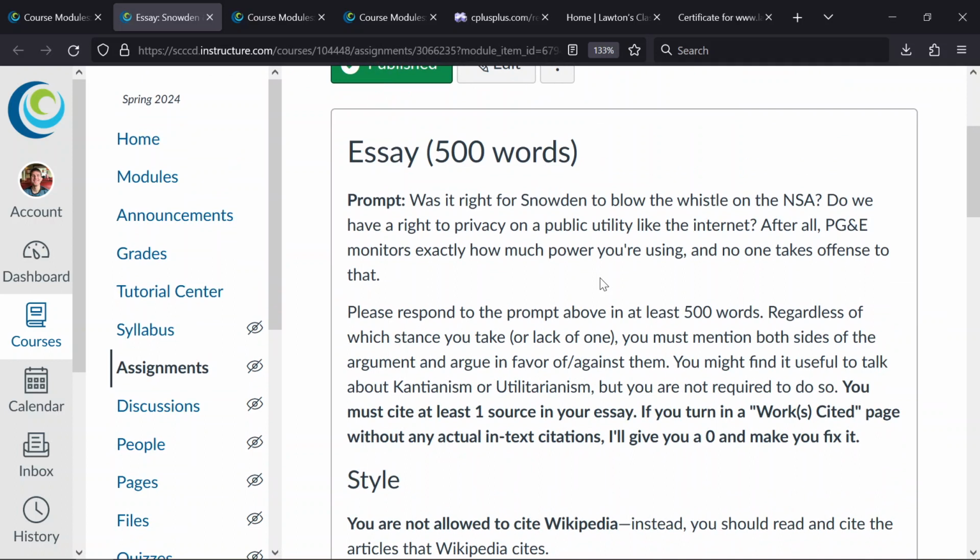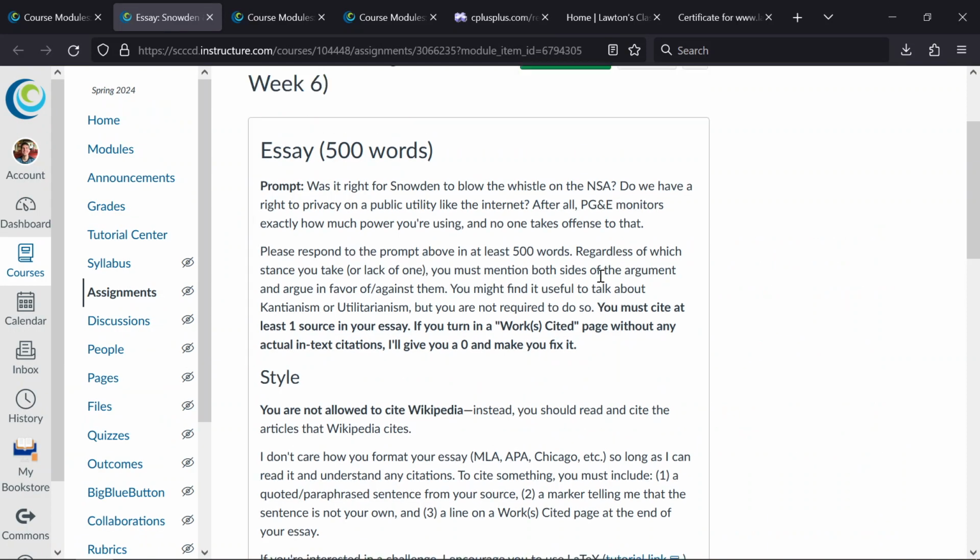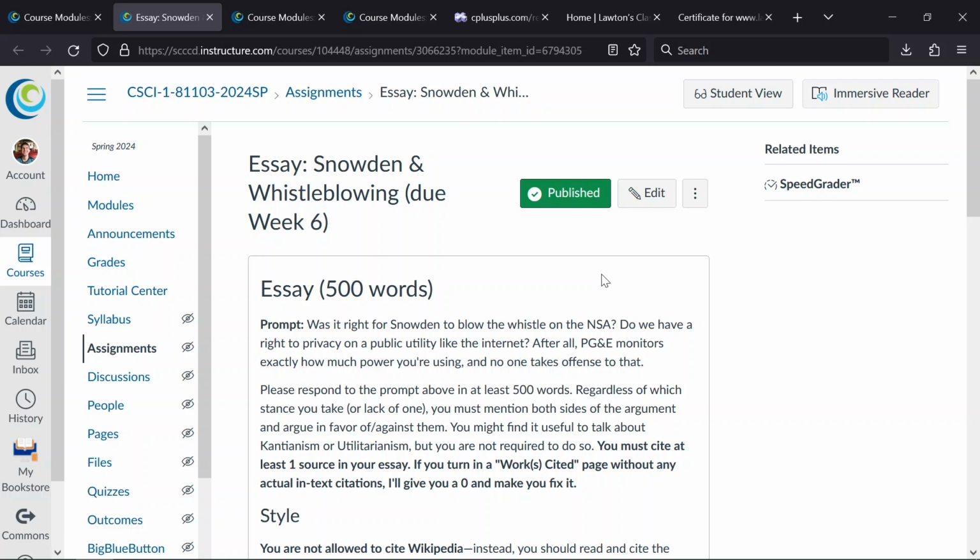One thing, you must cite at least one thing, okay, that isn't Wikipedia. Any questions about that? So that'll be your next essay about Edward Snowden. Remember to mention both sides. Give me some good arguments, and that's, yeah.